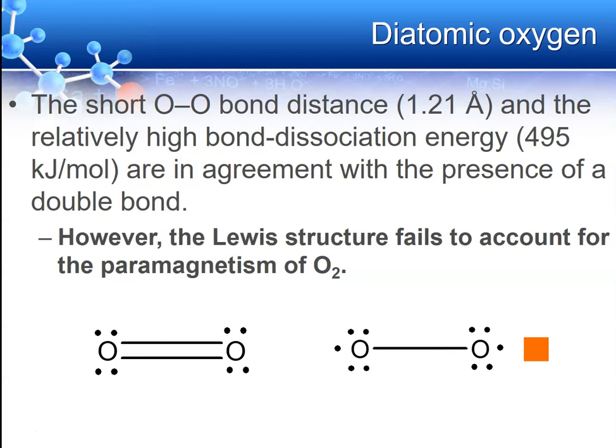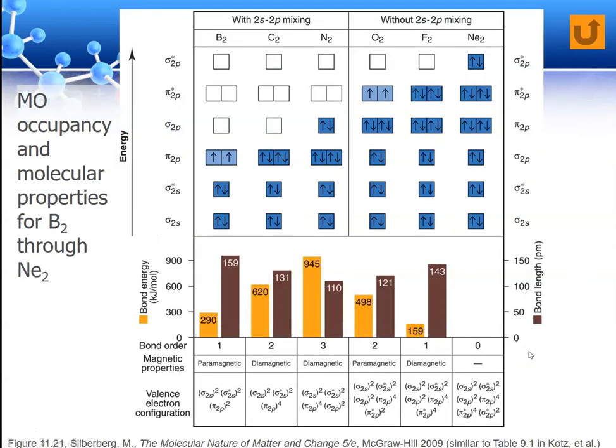So maybe we should draw it like this, where we draw a single bond in between and we have these unpaired electrons. But with valence bond theory, or VSEPR theory, or the way I taught you to do Lewis structures, we would never draw a structure that looks like this. But if I go back to this diagram, and here's O2, and remember we don't have 2s2p mixing here, if we fill up all of our electrons, you can see that we have 2 unpaired electrons right here in this pi star 2p orbital.